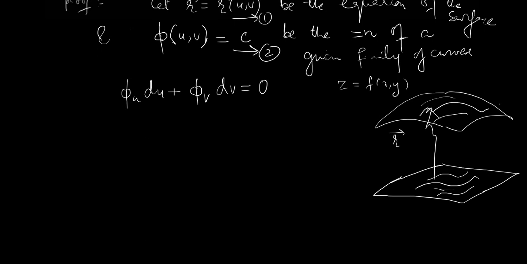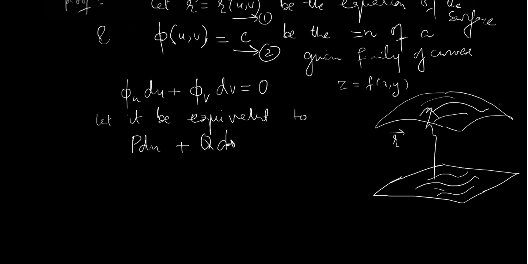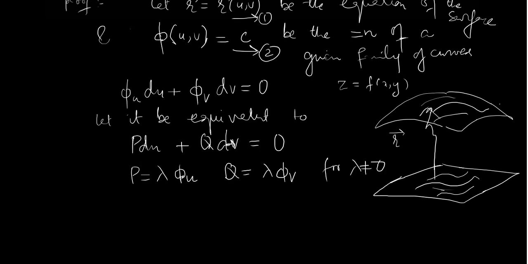Since it can be written in an equivalent form, because what I want to derive is the differential equation of its orthogonal trajectory, I take the most general way and write it as P du plus Q dv equal to 0. Of course, p and q are some functions of u and v, so that p would be lambda times phi_u and q would be lambda times phi_v, for some lambda not equal to 0. Lambda is some non-zero function, and because the right-hand side is 0, the most general form of p and q would be this. So p and q can be lambda times phi_u and lambda times phi_v.